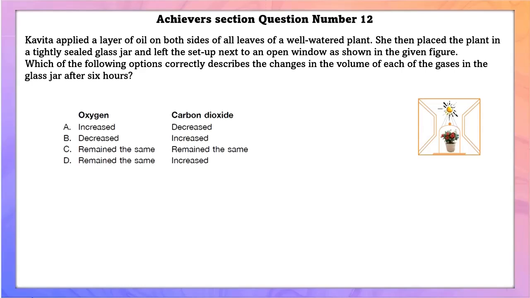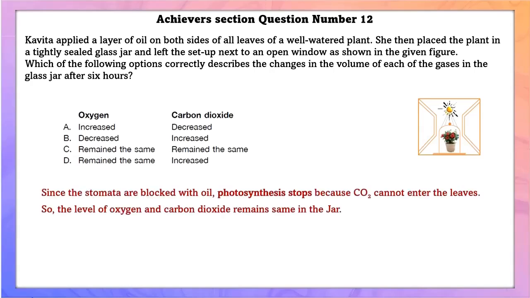Kavita applied a layer of oil on both sides of all leaves of a well-watered plant. She then placed the plant in a tightly sealed glass jar and left the setup next to an open window as shown in the given figure. Which of the following options correctly describes the change in volume of each of the gases in the glass jar after 6 hours? Since the stomata are blocked with oil, photosynthesis stops because CO2 cannot enter the leaves. So, the level of oxygen and carbon dioxide remains same in the jar.